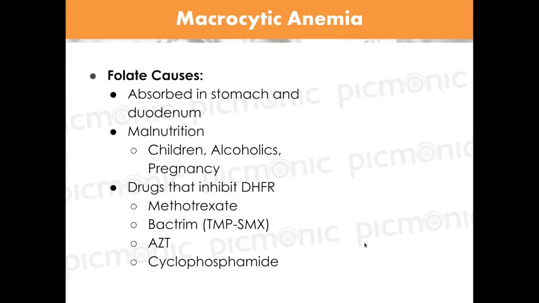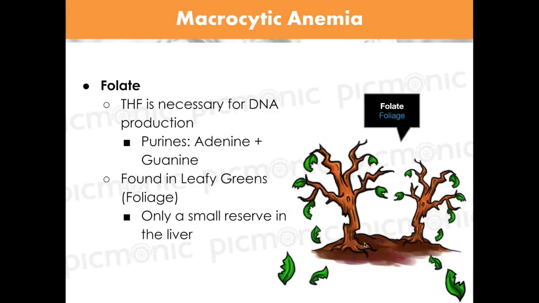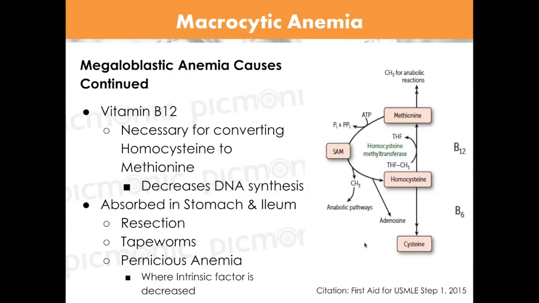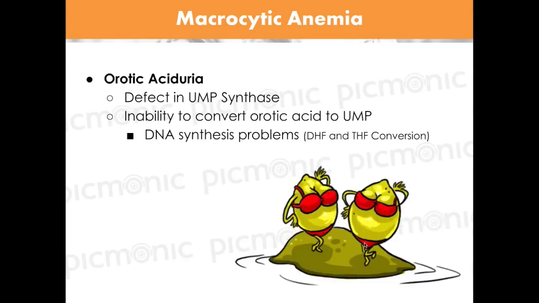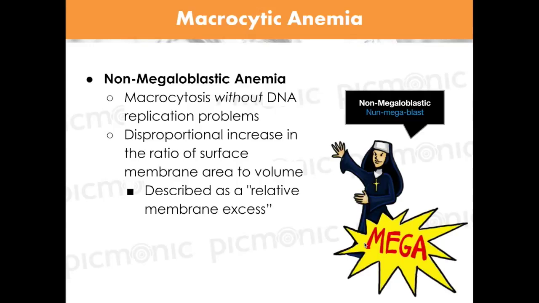There's also some drugs, and these drugs you've definitely heard of before: methotrexate, Bactrim, AZT, and cyclophosphamide. All of these drugs inhibit not exactly this pathway, but the pathway that takes dihydrofolate reductase and uses that enzyme to create tetrahydrofolate. So in the end, we have another inherited disease called orotic aciduria. And this is a defect in UMP synthase. And this enzyme UMP synthase helps convert orotic acid into UMP, which then helps DNA synthesis. Without it, you have DNA synthesis problems, okay?